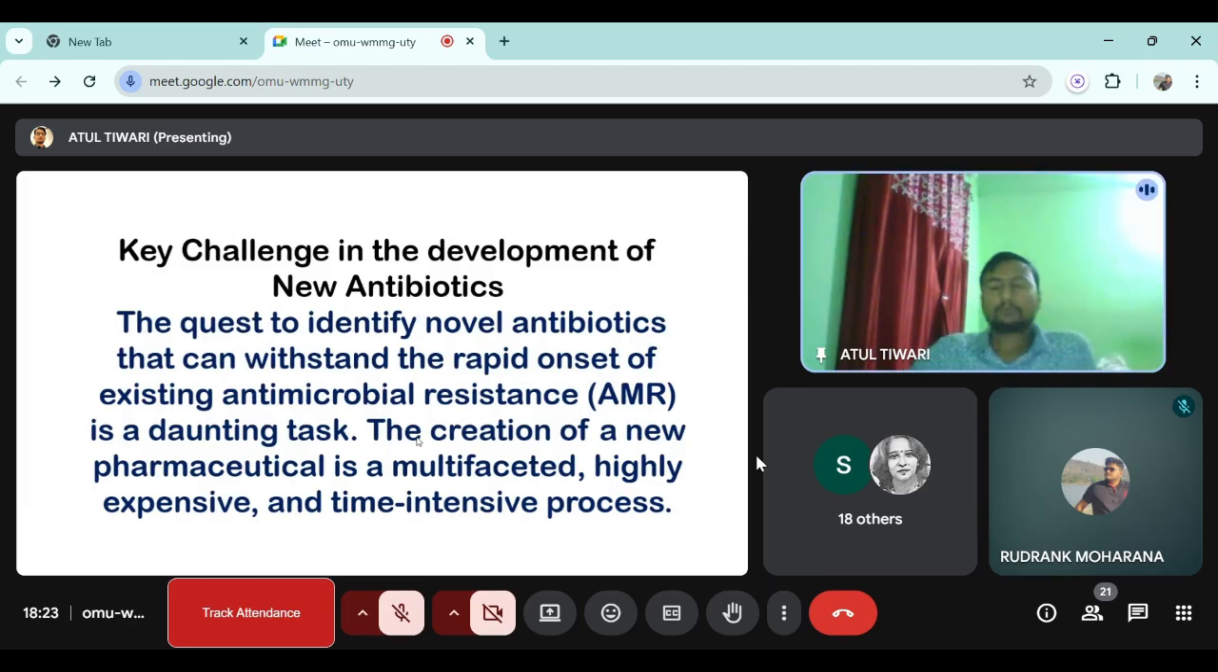The next question is, if most of the antibiotics are ineffective against a particular pathogen, then what is next? Why are we not developing new antibiotics to tackle the challenge? The fundamental challenge is to identify and develop a novel antibiotic that can withstand the rapid onset of existing antimicrobial resistance, which is a daunting task. The creation of a new pharmaceutical is a multifaceted, highly expensive and time-intensive process.